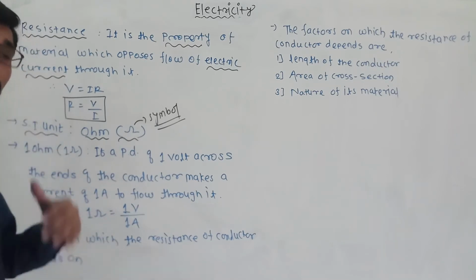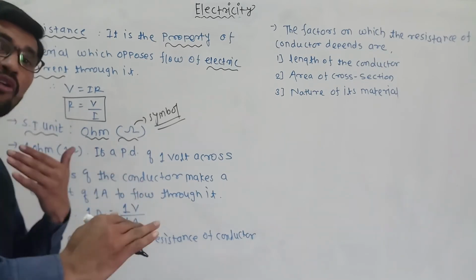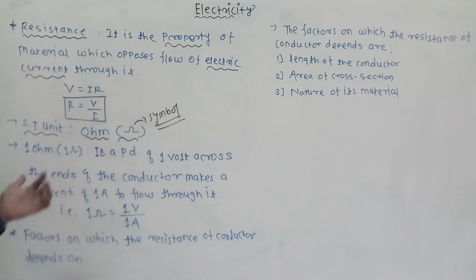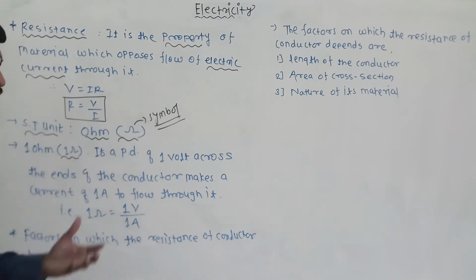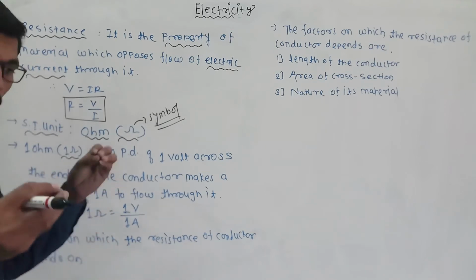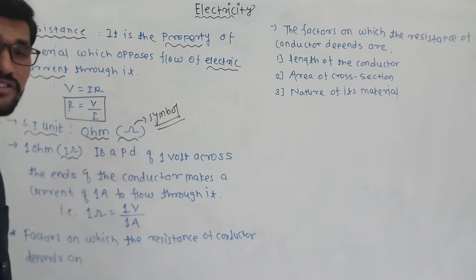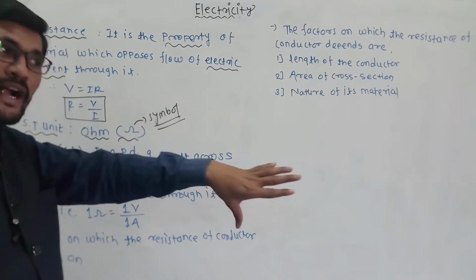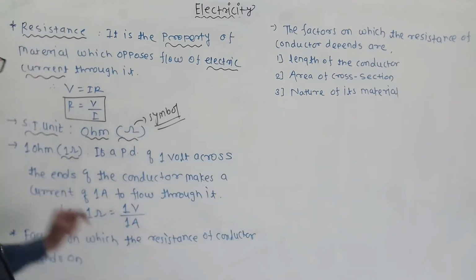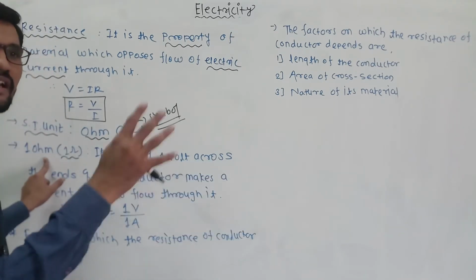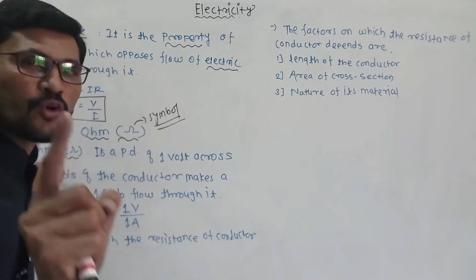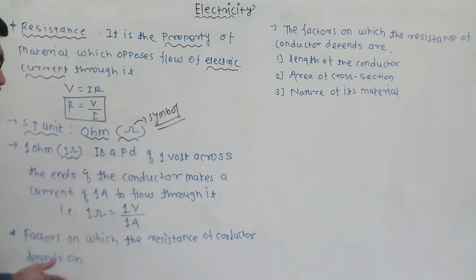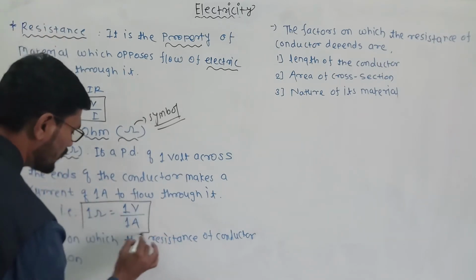Now, as we have seen 1 ampere, 1 coulomb, 1 volt, all these things, similarly they can ask what is 1 ohm. So what is 1 ohm? 1 ohm is nothing but 1 volt upon 1 ampere, which means that if there is any material, and across that material the potential difference is 1 volt, and through it the current flowing is 1 ampere, then it is said that the conductor or material has 1 ohm resistance. So 1 ohm can be written as 1 volt divided by 1 ampere.